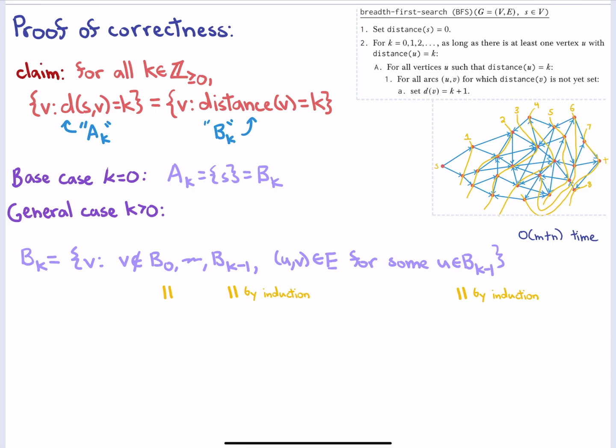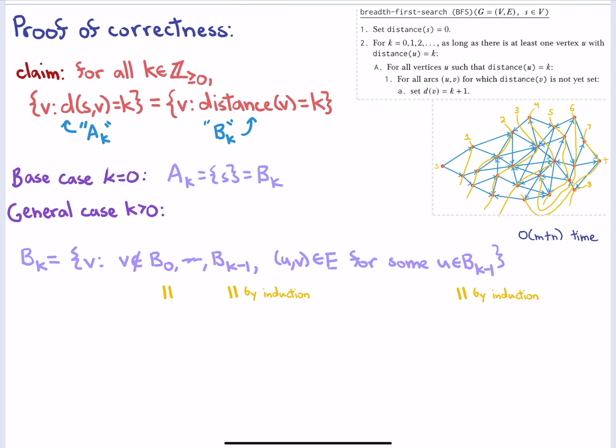All right, so ignore the yellow. BK is the set of vertices that the algorithm labels distance k, right? If we think of what the algorithm does, it looks at everything that was labeled distance k minus 1, looks at their neighbors, and if a neighbor is not already labeled, gives it distance k. So BK is all vertices that are not in B0 through B(k minus 1), so they haven't been labeled yet, but there's some edge going to v from some vertex u that's in B(k minus 1). That's what the algorithm is doing.